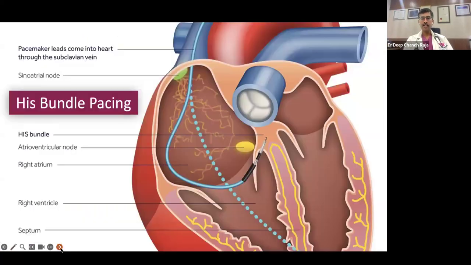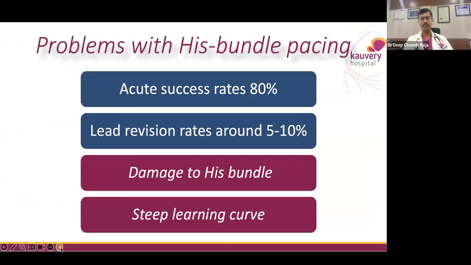We used to place a lead in the atrioventricular junction, screw it into the atrioventricular junction, and make sure that it captures the His bundle. That would result in an excellent QRS. But then there were problems with His bundle pacing. The acute success rates were not 100%, there were 20% failure rates. More importantly, lead revision rates were around 5 to 10%. As implanters, we hate our patients to come on the table again for lead revisions. We do not want to see that, and we do not want to increase the infections of the pocket just because we need to revise the lead. It could also damage the His bundle, and the learning curve was a bit steep.